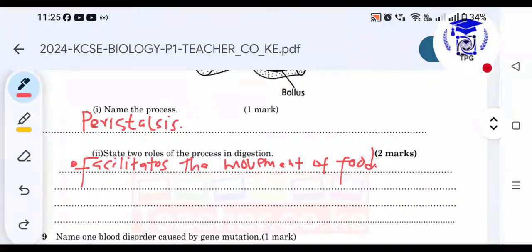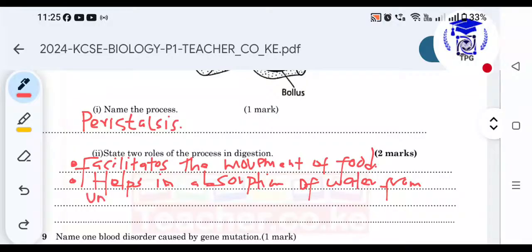It also helps in absorption of water from undigested food that is in the large intestines.